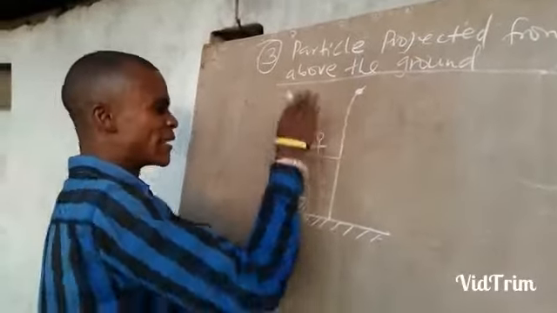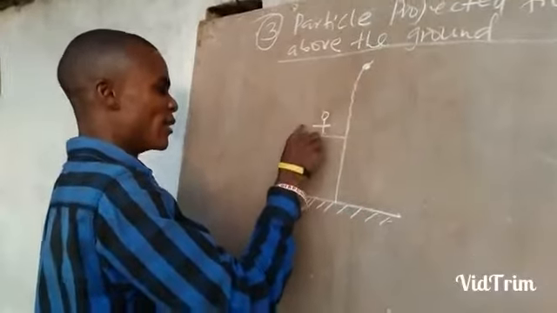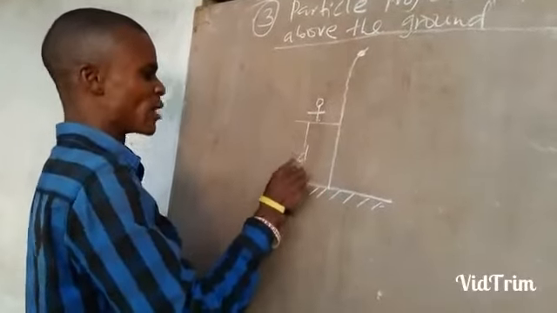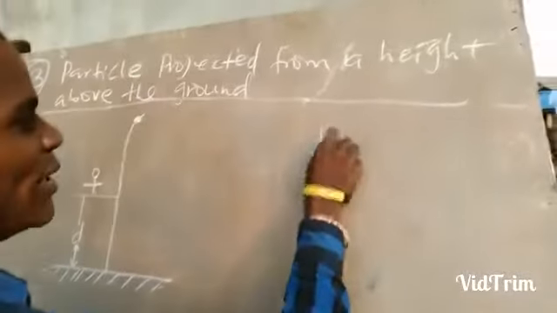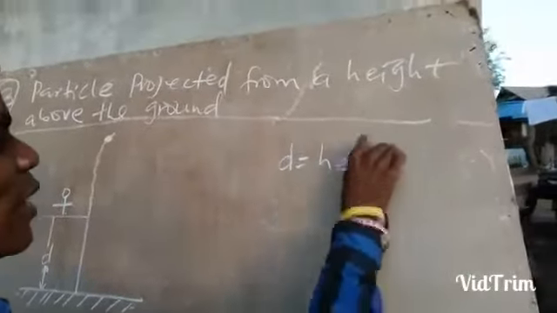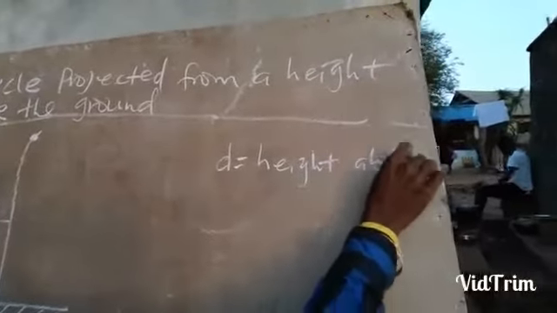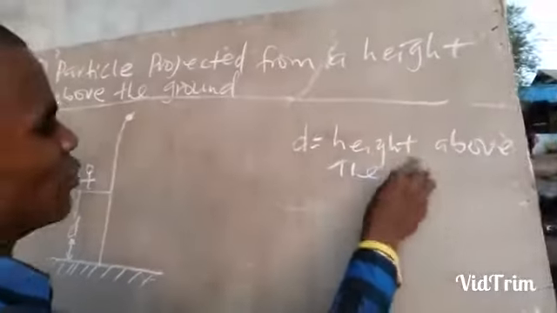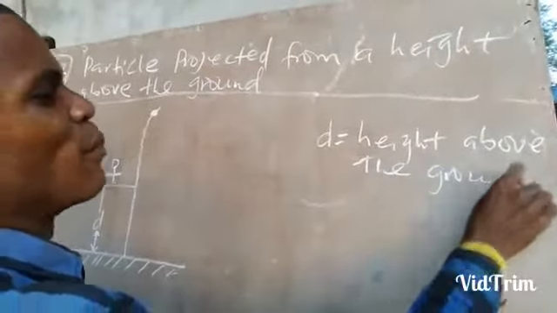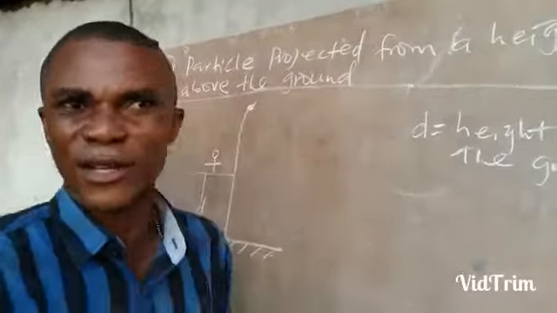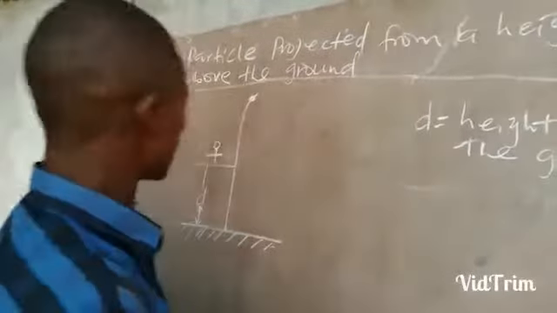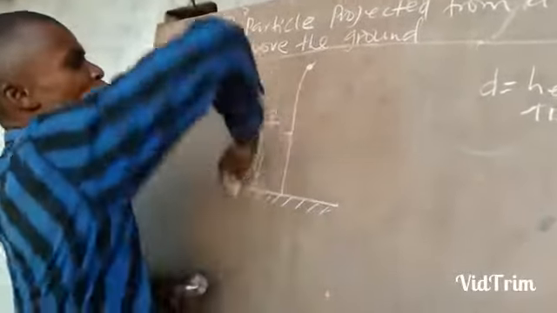Let us say the distance this man has covered above the ground is D. So that D is symbolic of a height above the ground. That means if it is on top of a table, the height from the top of the table to the ground is what we represent as D. So if that is the case, this person will now project the object.